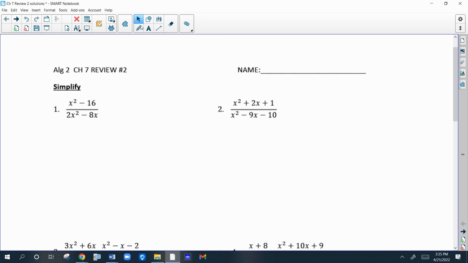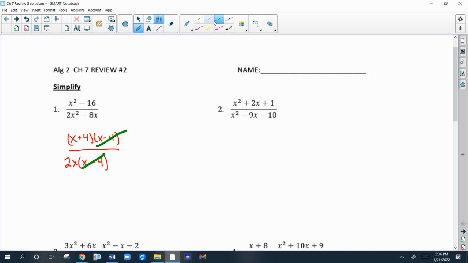So here we go. The top is a difference of squares, so x squared minus 16 factors into x plus 4, x minus 4. The bottom has a common factor. There's a 2x squared and 8x, so 2x is the common factor, so you factor that out. You're left with an x, and here you're left with a 4. So everything's factored. Now you can cancel out factors. Bam, bam. And the final answer then is x plus 4.